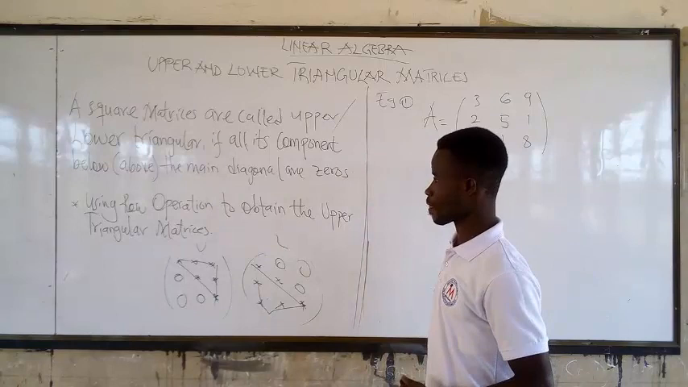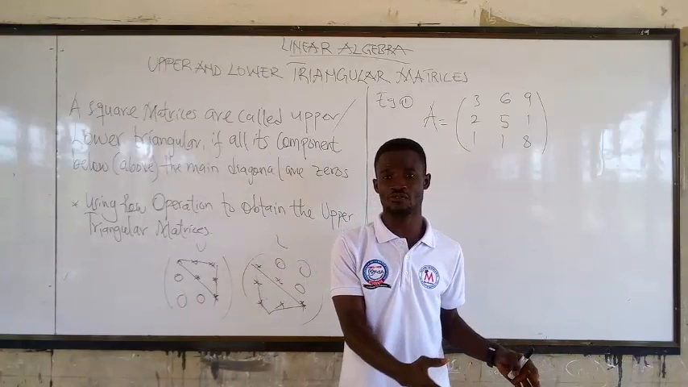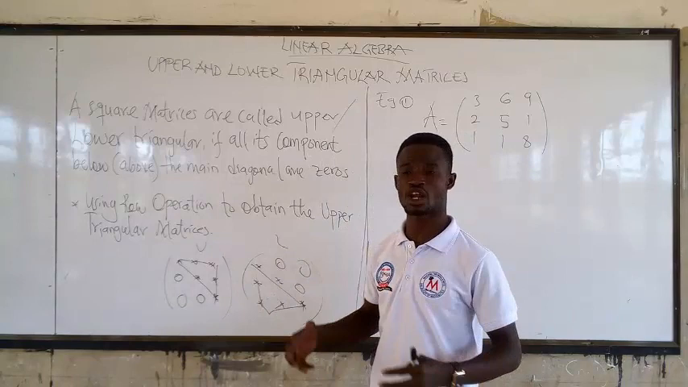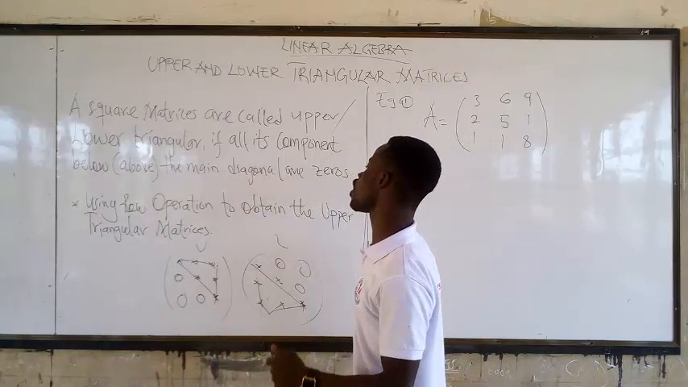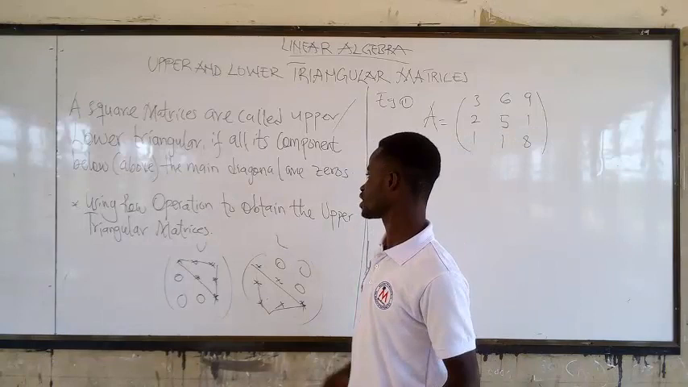There are so many methods of solving this LU, that is the upper triangular matrix and the lower triangular matrix. We can check the books and all that. But from what we are going to do here, we are going to use row operations to obtain the upper triangular matrix. And you will love it. Let's look at this example.